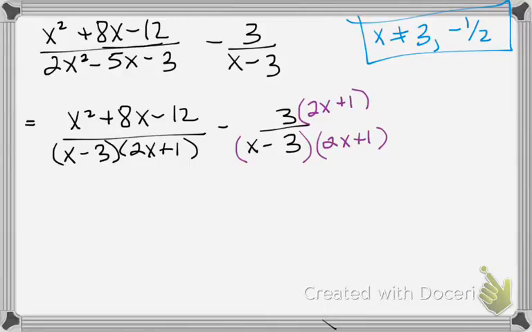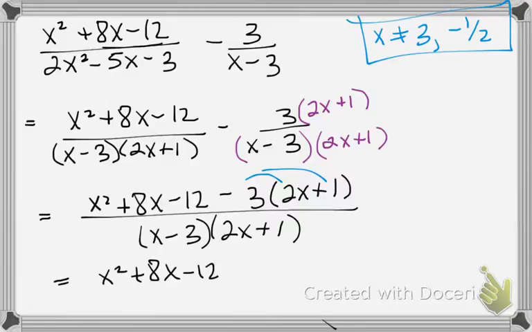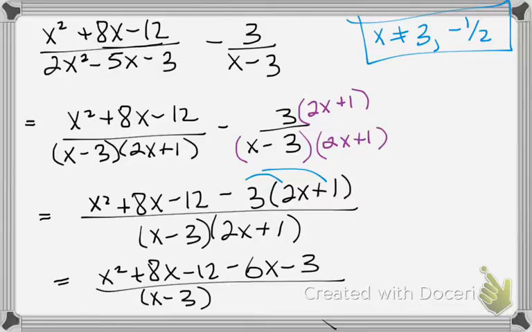Okay, we're going to merge now that we have a common denominator. Okay, and all over the same denominator. Okay, FOIL the top. Okay, so we're just going to expand and simplify the top. So we'll get x squared plus 8x minus 12 minus 6x minus 3, same denominator. Leave your denominator in factored form. Okay, doesn't need to be FOILed because it's already fully factored.